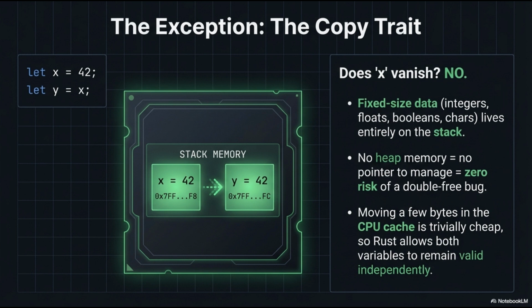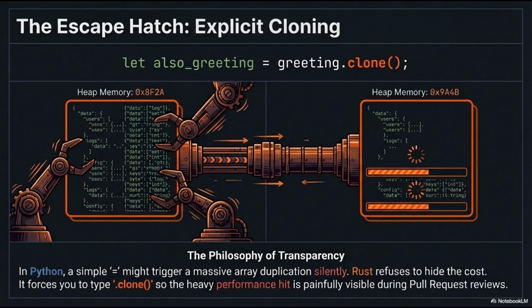You force it by being explicit. You have to call the .clone method. Yeah. You would write let also_greeting equals greeting.clone(). And this tells Rust to go out to the heap, allocate a brand new block of memory, and copy the text byte by byte into the new space. Which is a really expensive operation compared to just copying a stack pointer.